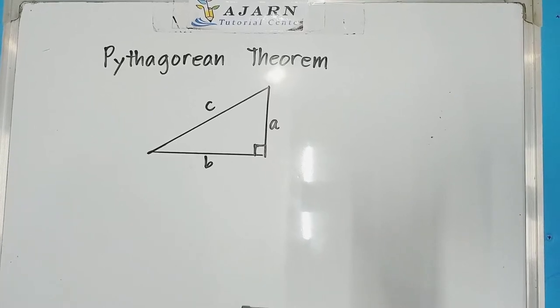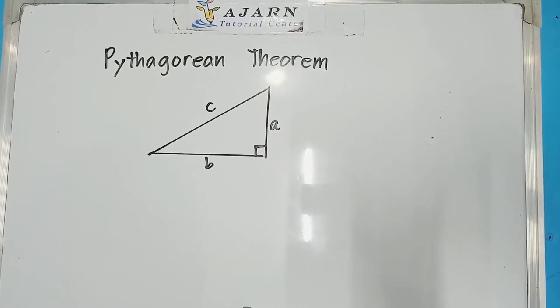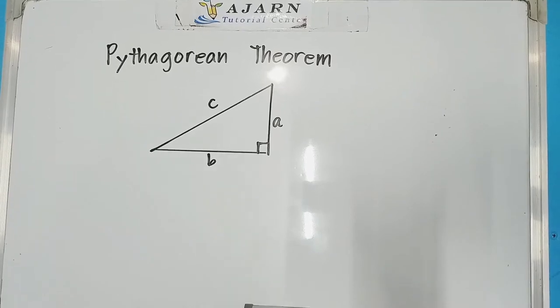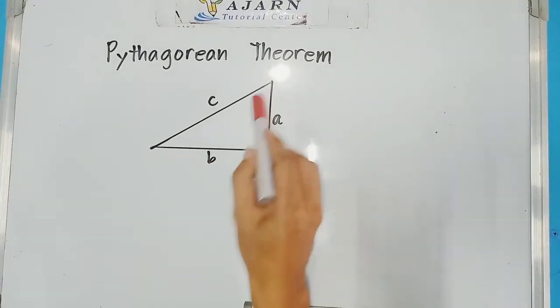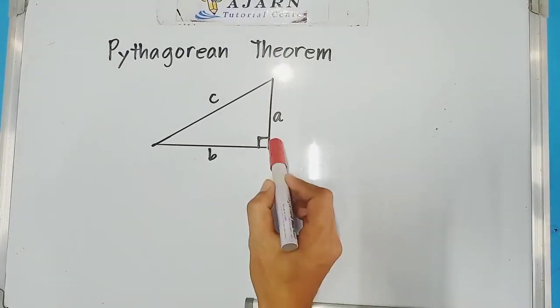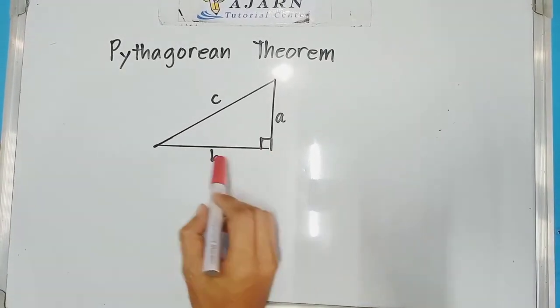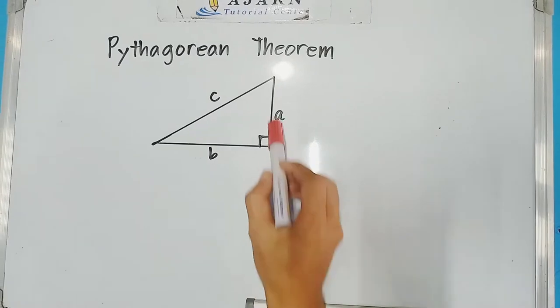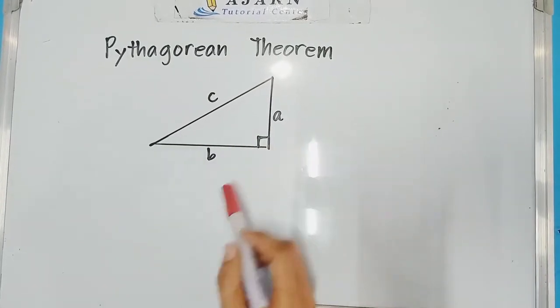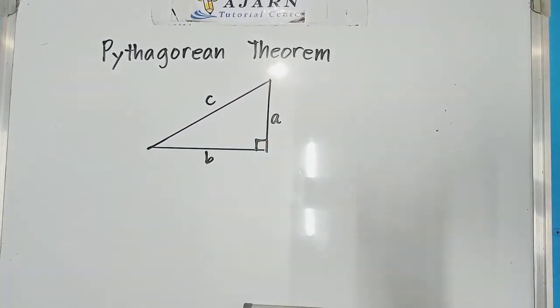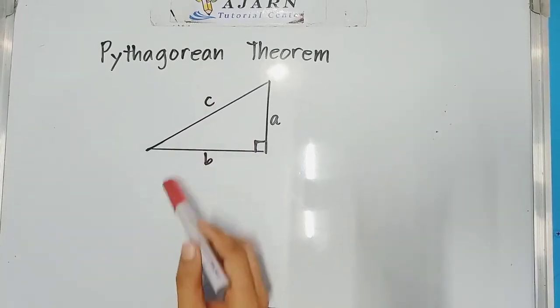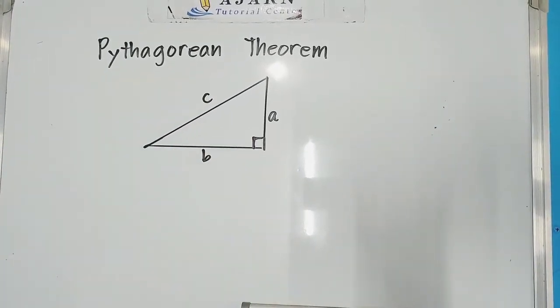Let's talk about the Pythagorean theorem, or the Pythagoras theorem. According to the theorem, if we have a right angle triangle here, that is a triangle that has a 90-degree angle, let's say the side here is the base B and the side here is the altitude A. And the longest side of the right angle triangle, let's denote it as C. This is called the hypotenuse.